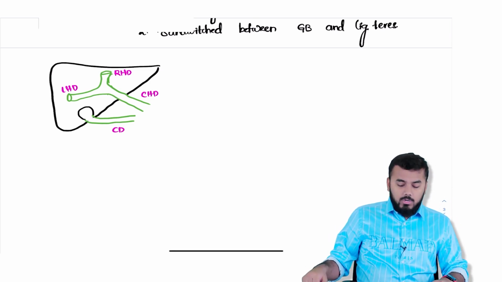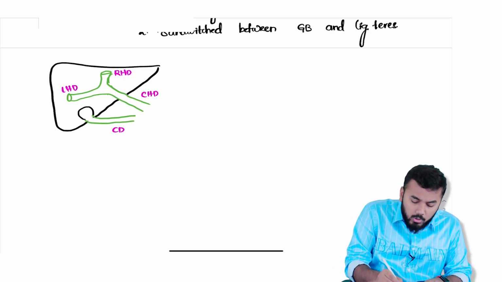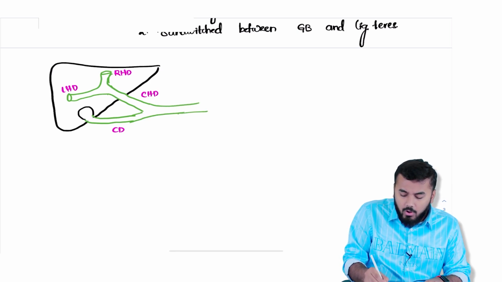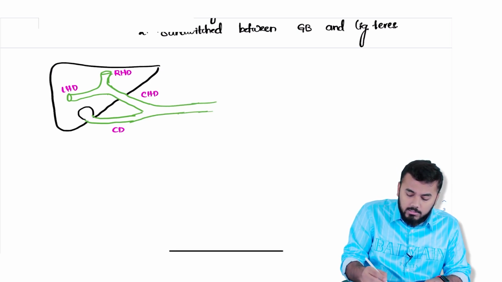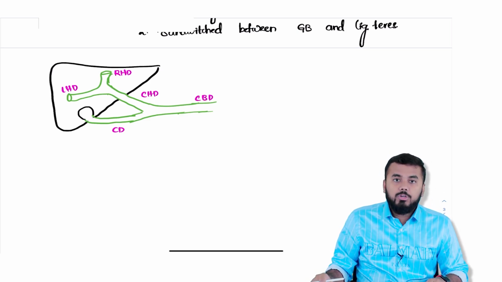So what is happening overall is that this common hepatic duct as well as the cystic duct, both of them join together like this, and they form a specific duct. This is called the common bile duct. Now this is the important thing which you need to know.